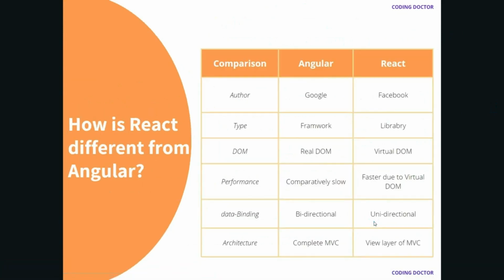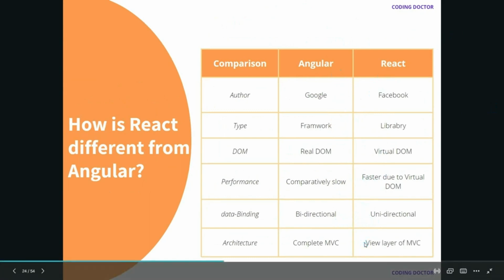How is React different from Angular? React's biggest competitor is Angular. Angular is authored by Google, whereas React is authored by Facebook. React is a library, Angular is a framework. React uses virtual DOM, Angular uses real DOM. That's why React is faster compared to Angular. React has unidirectional data binding, Angular has bidirectional data binding. React is the view layer of MVC, whereas Angular is the complete MVC.